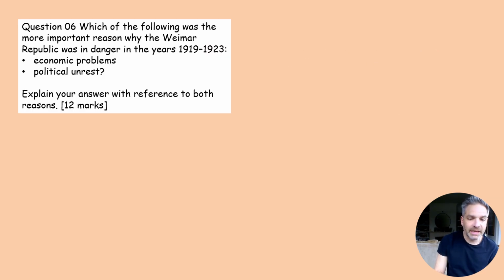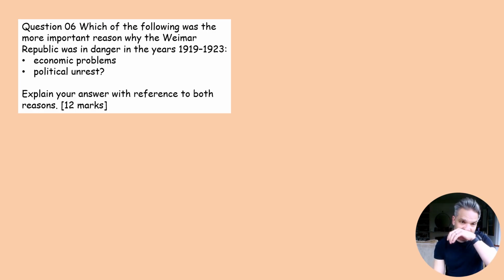Okay, final question, we're almost done, is the essay question. Now the essay question will always ask you to think about two causes or consequences. In this case it says which of the following is the more important reason why the Weimar Republic was in danger during a certain period. Now what you're asked to do here is to try to talk about both of those bullet points if you can. In this case it says what were the economic problems and the political unrest. Fairly straightforward essay format here.